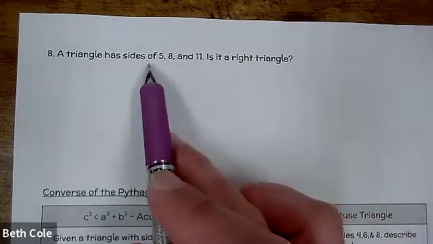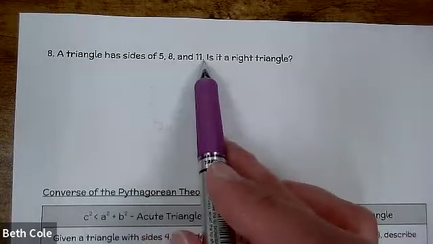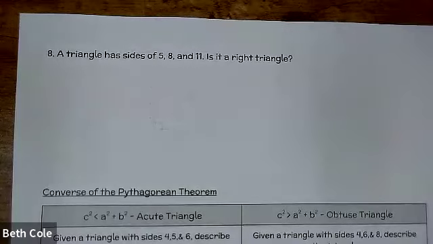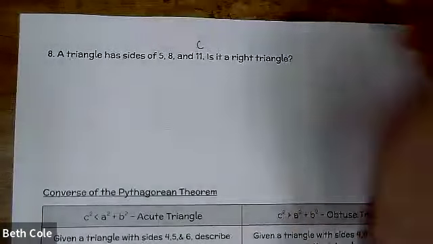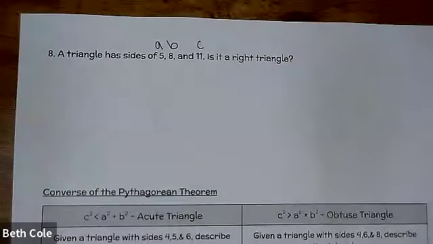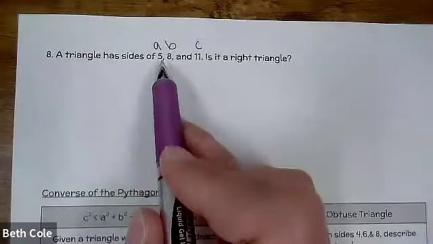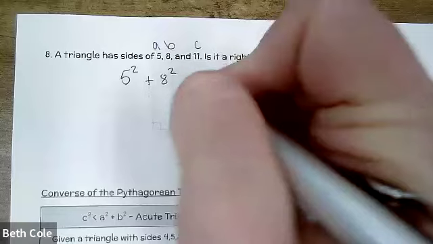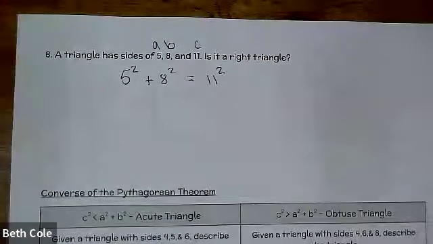Now, C has to be the largest number. So which one of these is going to be C? Which one is the biggest? 11, all right? So that's C. The other two don't really matter, right? So we're going to have 5 squared plus 8 squared equals 11 squared. Maybe. I don't know. We're going to see if it's true or not.